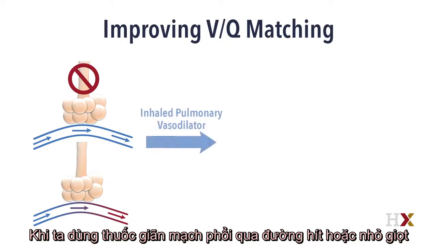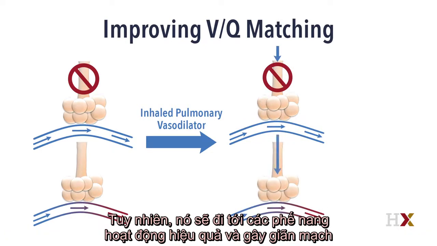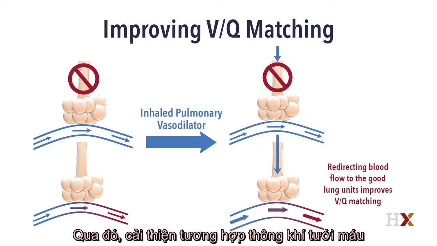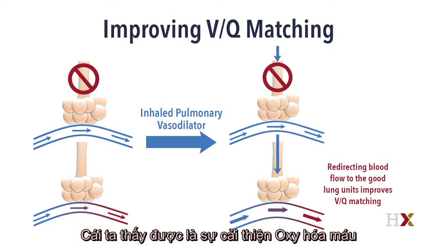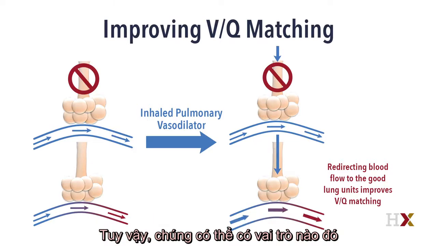When we instill a pulmonary vasodilator, an inhaled pulmonary vasodilator, it doesn't go to the lung units that are ineffective due to the pathology. However, it will go to the effective lung units and cause vasodilation. By this mechanism, it redirects blood flow to the good lung units, thereby improving VQ matching. What we see is an improvement in oxygenation. Unfortunately, inhaled pulmonary vasodilators have never been shown to improve mortality. They do possibly have a role, however.